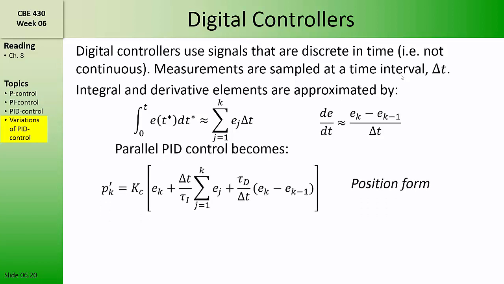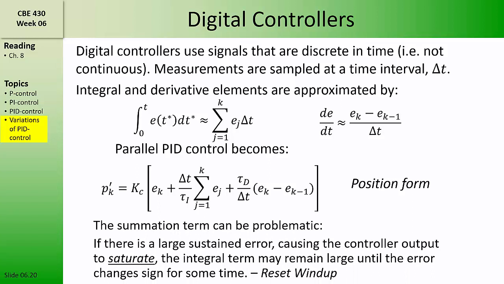Therefore, the parallel PID controller equation for a digital controller has a sum over past error signals and a difference between two error signals for the integral and derivative forms, respectively. We call this form the position form of the digital PID controller algorithm. Now, it turns out that this summation term that's used to approximate the integral element can be problematic.